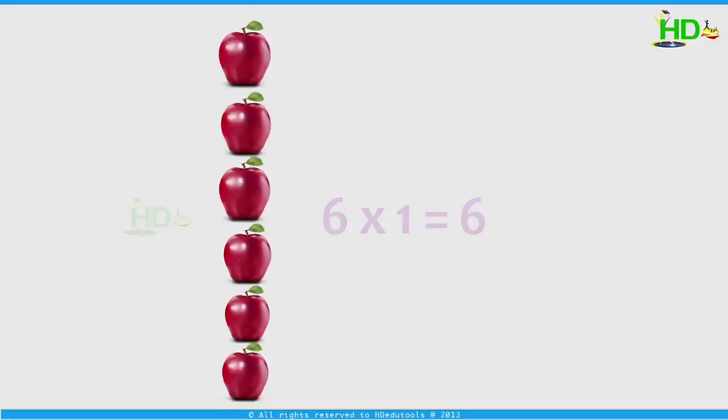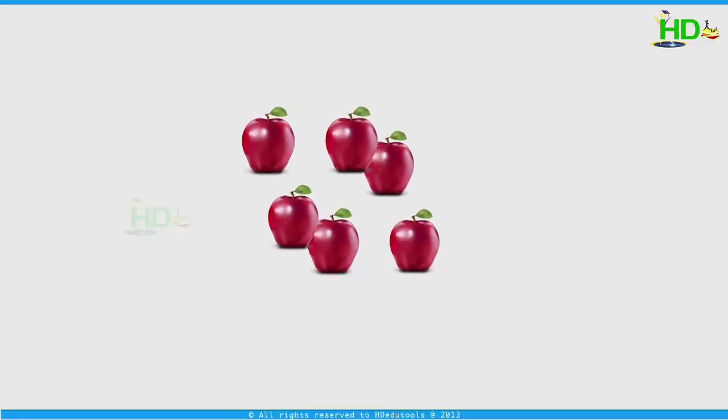And in the second way, we can arrange 2 apples in each row. Then we'll get the number of rows is equal to 3 and the total number of apples is equal to 3 into 2, that is equal to 6. In the third way, we can arrange 3 apples in each row and we'll get the number of rows is equal to 2 and the total number of apples is equal to 2 into 3, that is equal to 6.